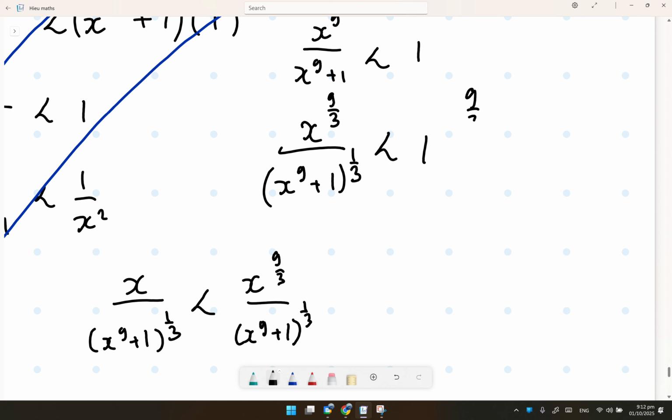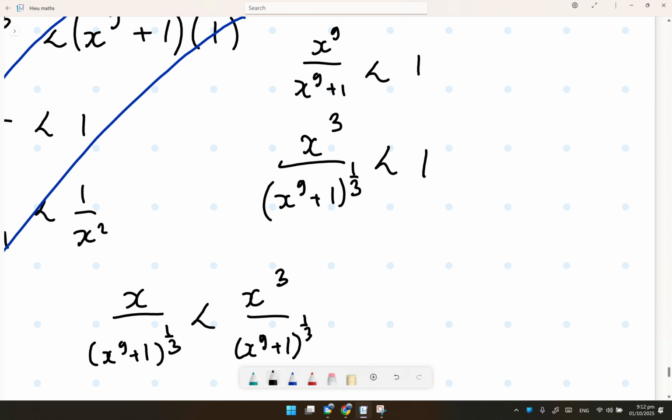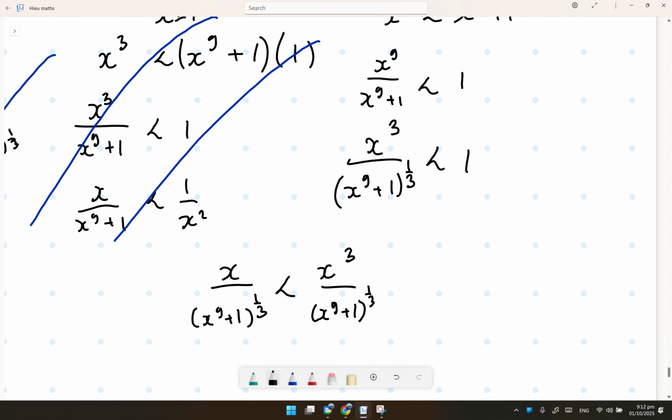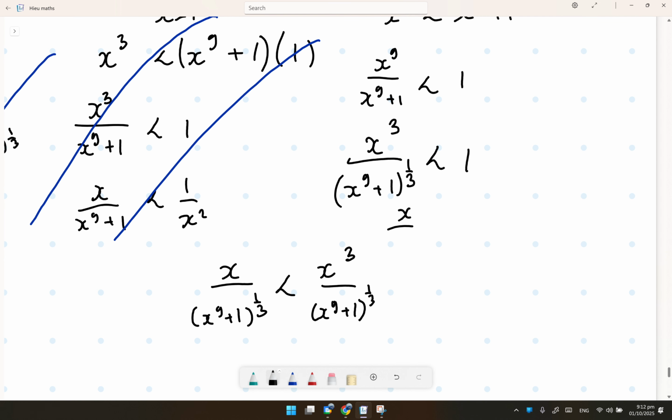9 over 3 is actually just x to the 3. Yeah, 9 over 3 is actually just x to the 3. Okay. x to the 9, cube root, x to the 3. Actually, this makes it really simple. Then this would just be, let's try dividing by x squared. So this gives us the equivalent thing.